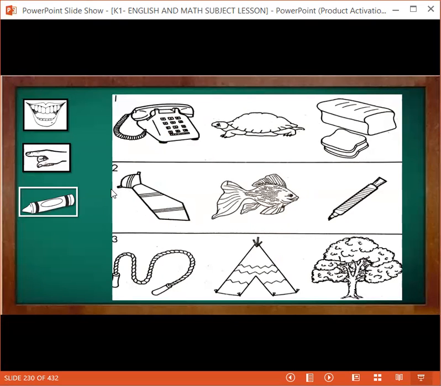How about on the second row? Is it a tie, fish, pencil? Again, tie, fish, pencil. So which picture here sounds T, T, T? Next one, the next row, rope, tent, tree. Next one, I want you to point to all the pictures that sound T, T, T.